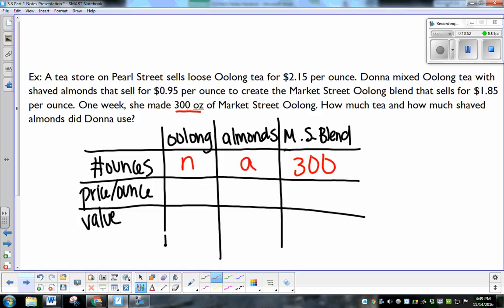Now we know that for oolong tea, it's $2.15 per ounce. That came from the problem. And we know that the almonds are 95 cents per ounce, and that the blend ends up being $1.85 per ounce.